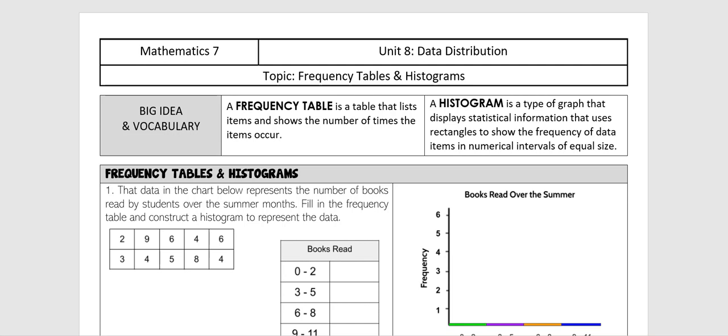In this video, we're going to take a look at different ways of representing data, or sets of numbers that represent different facts. There are two big ideas that we're going to use to represent this data. The first is a frequency table. When we see the word frequency, that means how often something happens. So a frequency table shows the number of times that an item or a number occurs in our data set. So number of times being the key there.